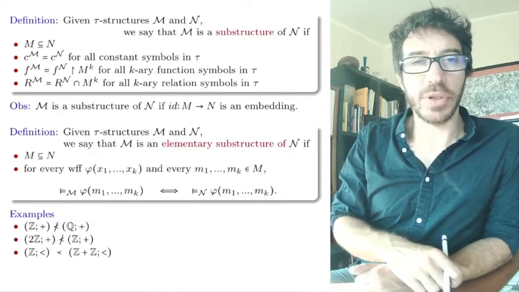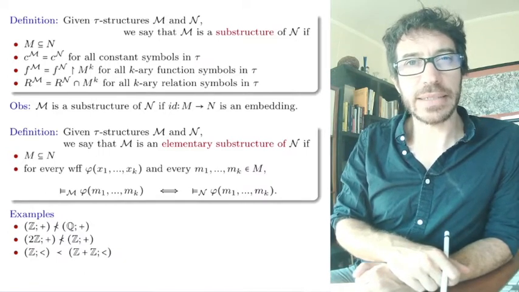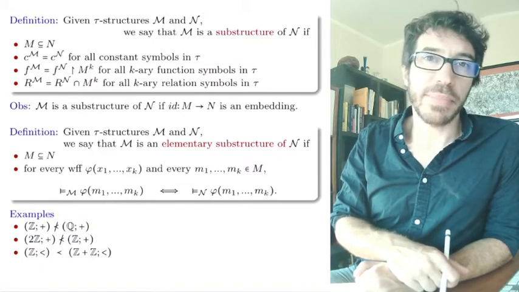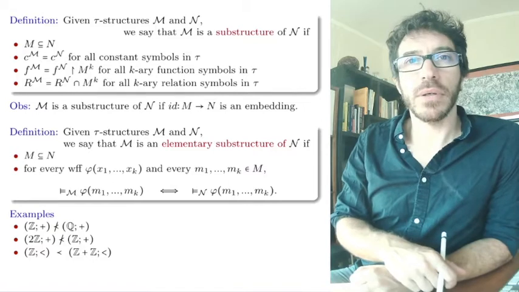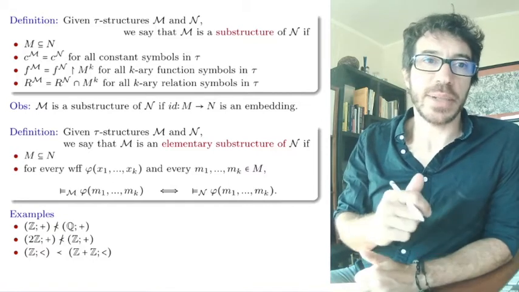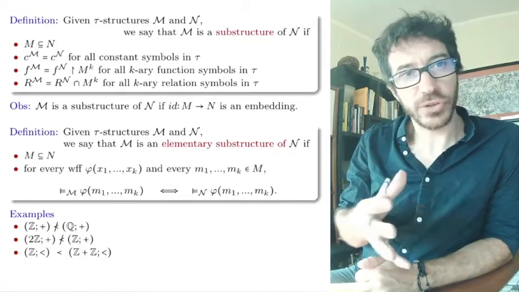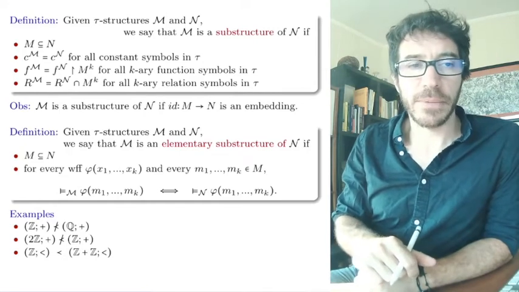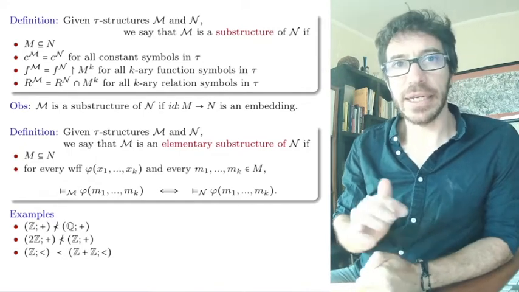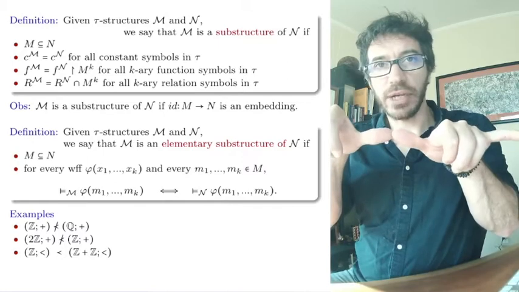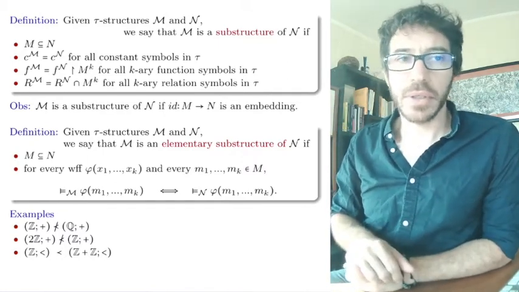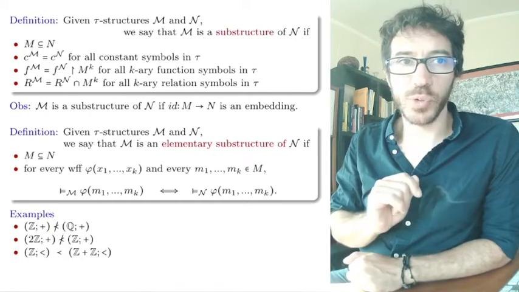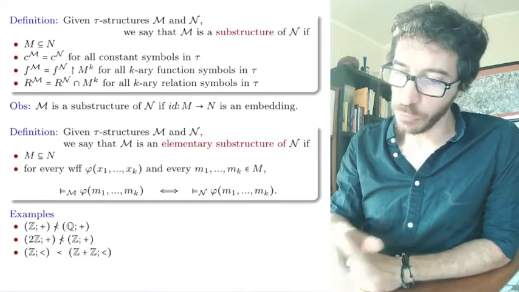Here's another example. We saw before Z plus Z as an elementary embedding, but actually it's an elementary substructure because it's a subset. So it's a stronger statement. Remember, Z plus Z here means the two chains, one on top of the other, as we saw in the videos last week. We're going to have tools to prove this later in the course.